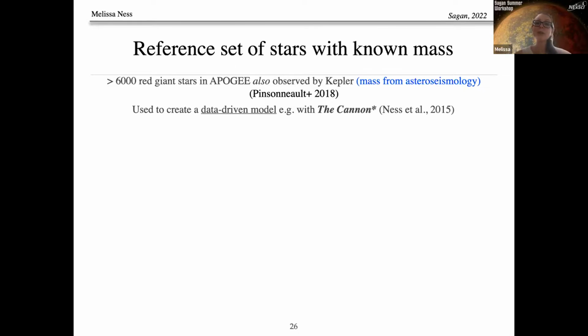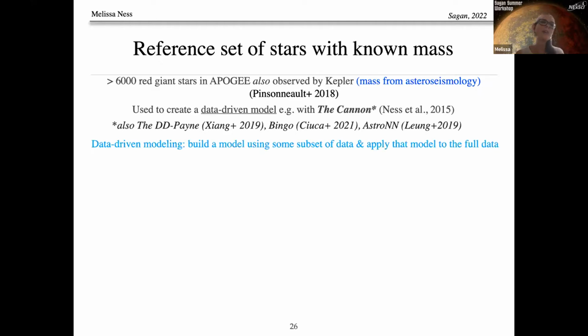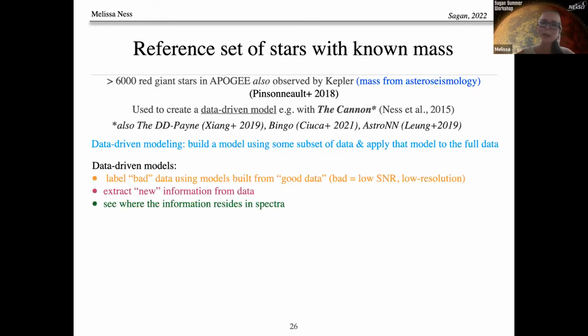And I'm going to step you through a few slides explaining how this works, because I think it's easy to explain and it's fun, but there's many data-driven models available. The Canon is just one example. So with data-driven modeling, you build a model using some subset of data, and you apply that model to the rest of the data. And this has been used in recent years to label bad data, using models built from good data, to extract so-called new information from data, where new in this context, it was always there, but hasn't been extracted previously. And also, what I won't talk about in much detail is you can use these models to see where the information resides in spectra, which I think is really important.